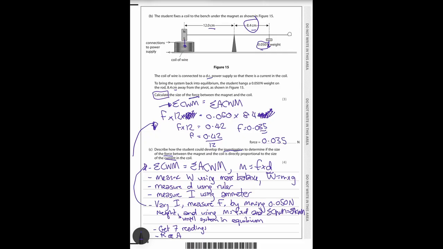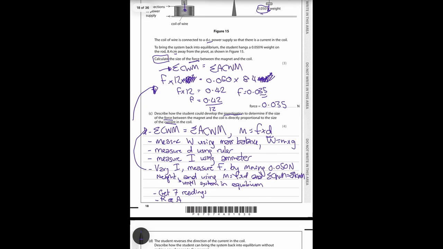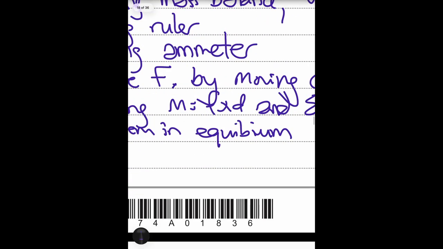Is this something that I can say, plot a graph of something against something? Yeah, it is. Where can I write? I can maybe go here. Okay. So plot graph of I against F, because they're the things that I'm looking at.